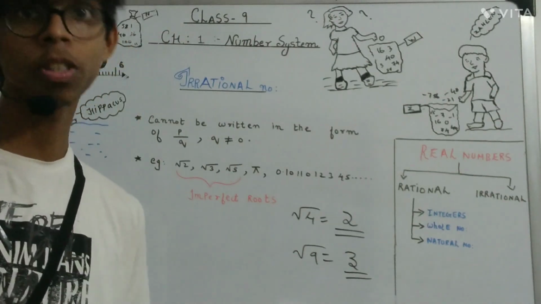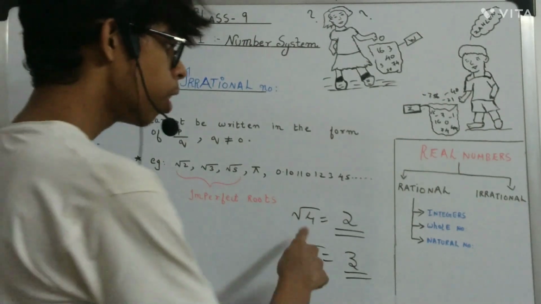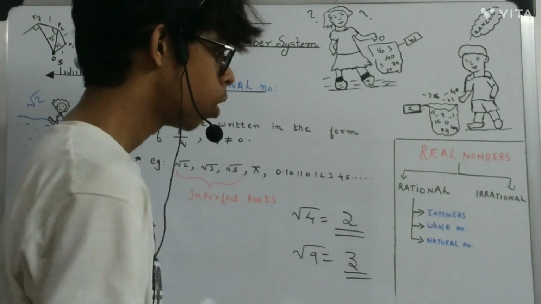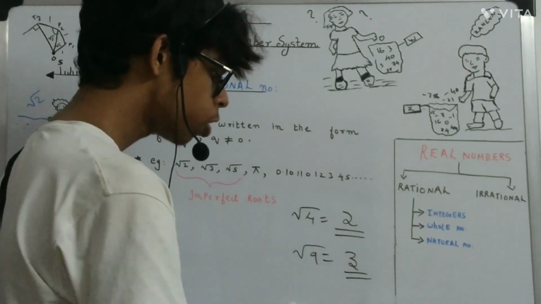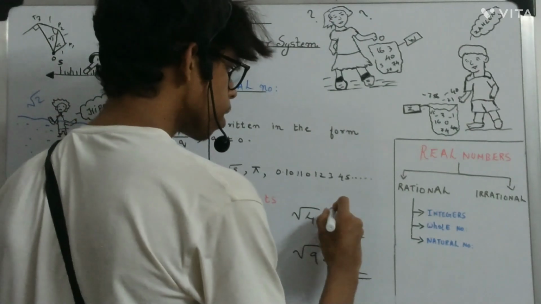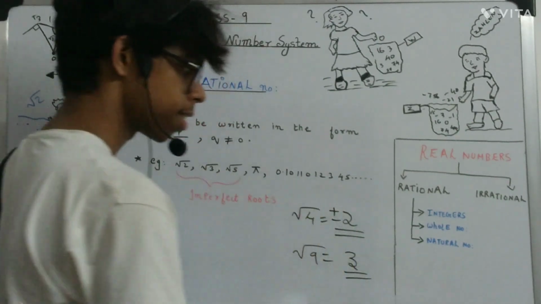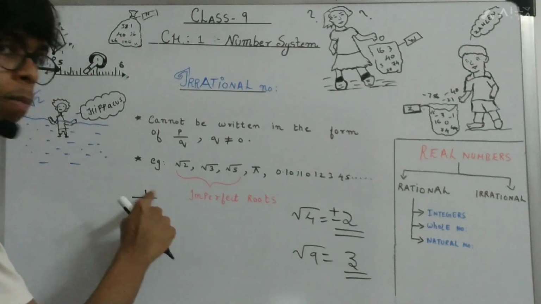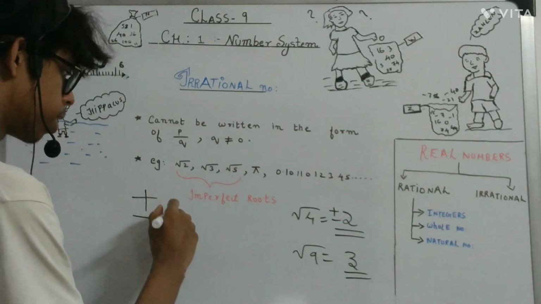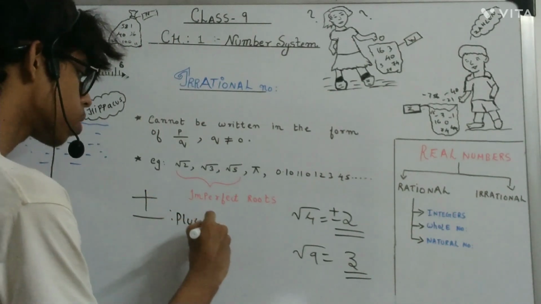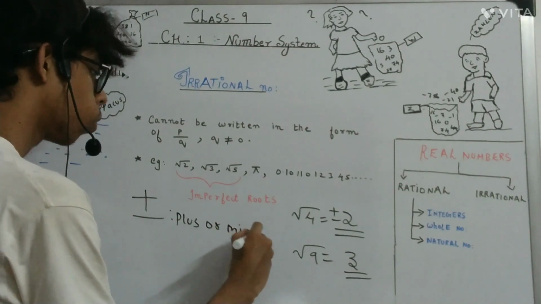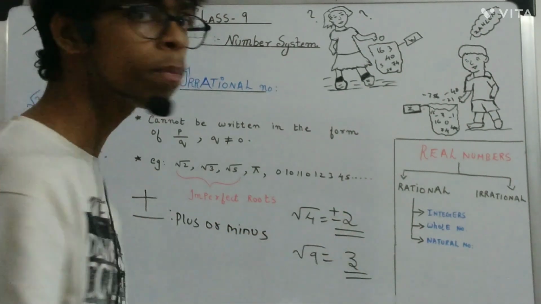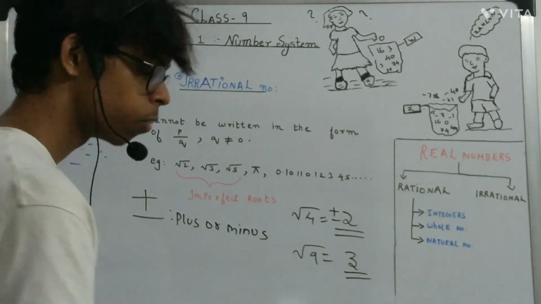Now, one small thing which I would like to mention here is that from our ninth standard, whenever we write the square root of 4, we should always write it as plus or minus 2. This is the symbol that we use: we put a plus and below that we put a minus. It is read as plus or minus. Now, why are we writing plus or minus 2? I will tell you the reason.